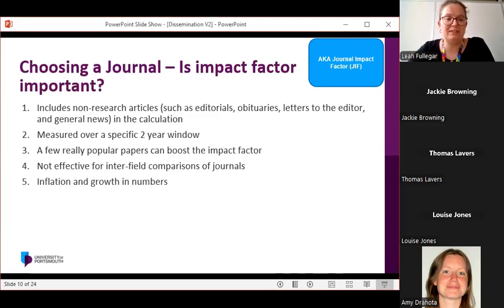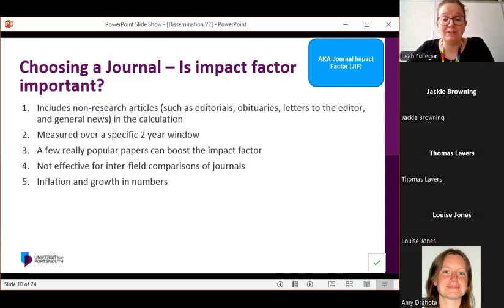So I mentioned impact factor earlier. I was going to try and merge three words together then. So it's also known as journal impact factor. This can be an indicator of how widely read or popular a journal is, or the quality of the work published. However, it does have some flaws.